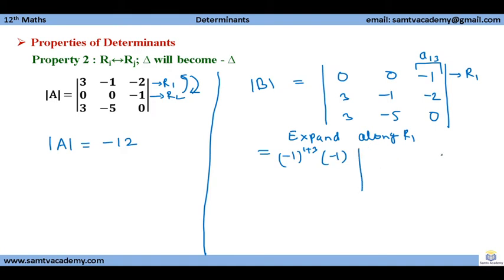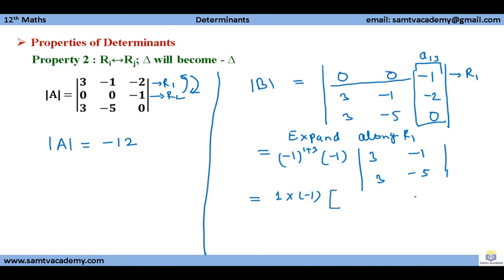And what are we left with? We have to leave this column and this row. So we are left with 3 minus 1, 3 minus 5. As we have seen, here 3 plus 1 is there. So 3 plus 1 is 4, so this will make it positive only. So 1 into this will give minus 1.